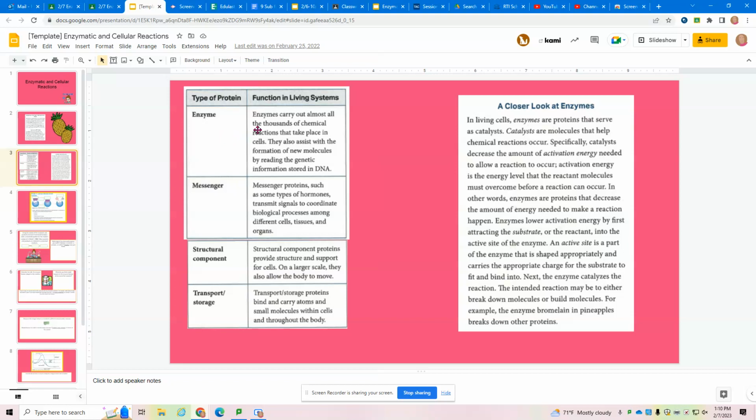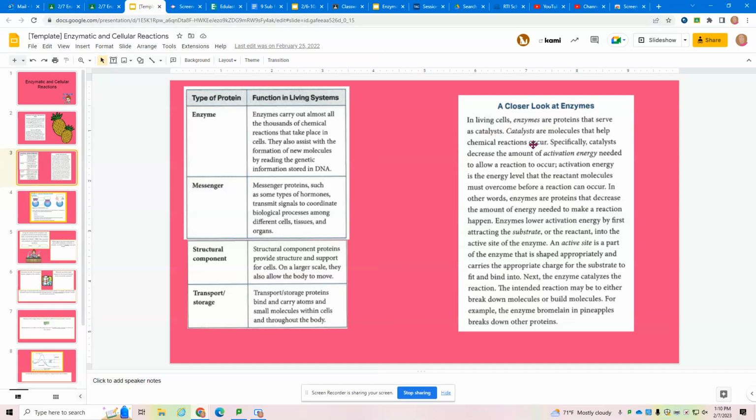We have enzymes, which carry out chemical reactions. We have messenger proteins, which are like hormones that transmit signals throughout your body. We have structural components. They do what they say, they provide support. These are largely found in muscle tissue. Then we have transport and storage. So this is going to carry small molecules within your body.